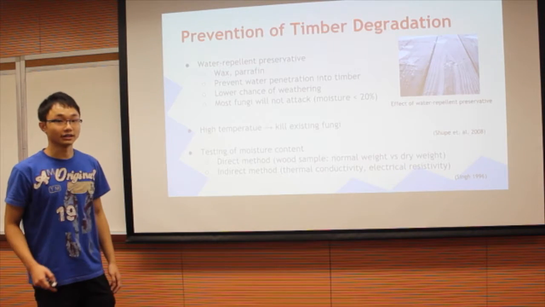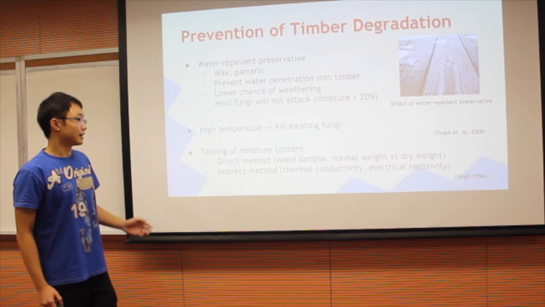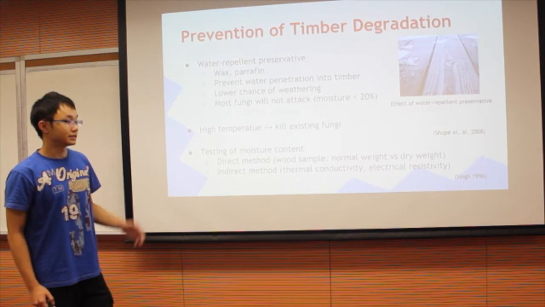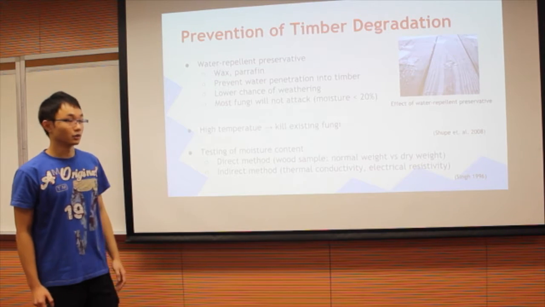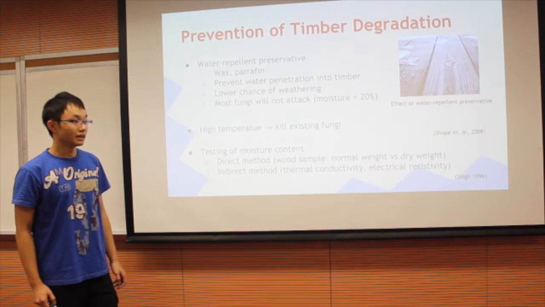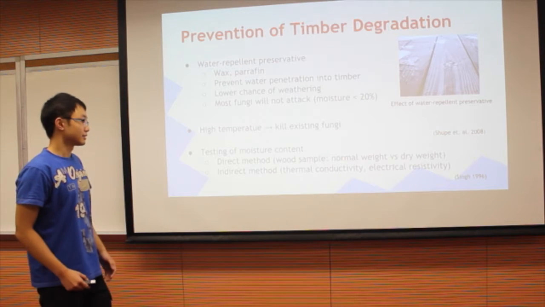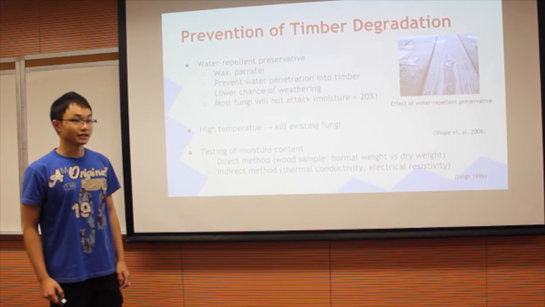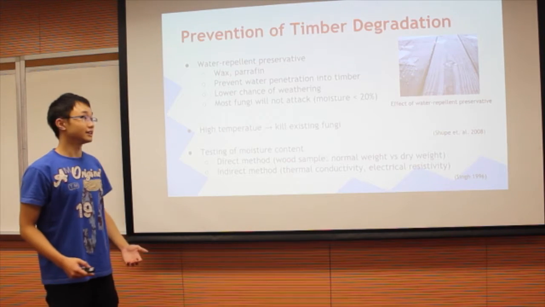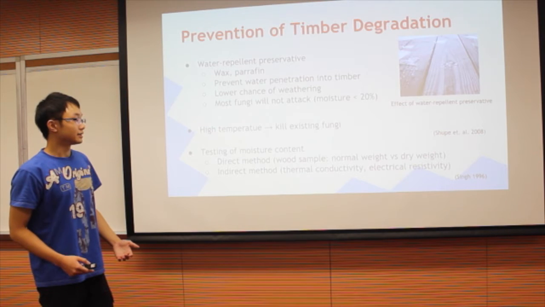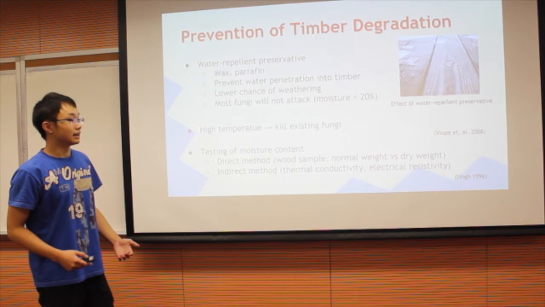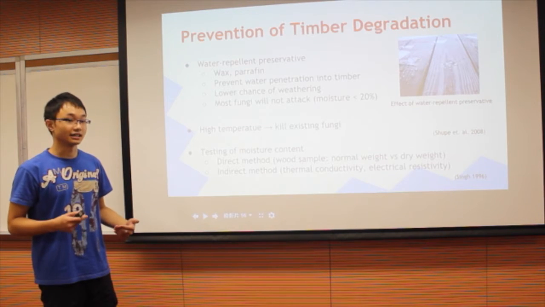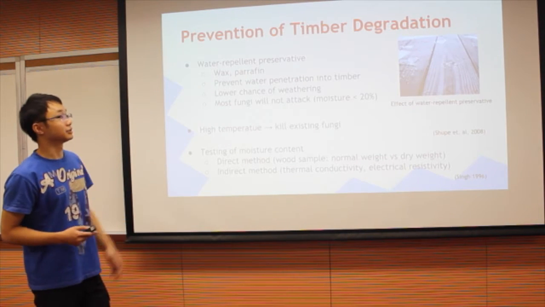High temperature can also kill existing fungi. For testing of moisture content, there is a direct method, but it is destructive, which is taking the wood sample out and measuring its normal weight, then drying it out for the dry weight. And for the indirect method, it is to measure the thermal conductivity and electrical resistivity of the timber to know whether the moisture content has exceeded the normal level, which may lead to timber degradation.